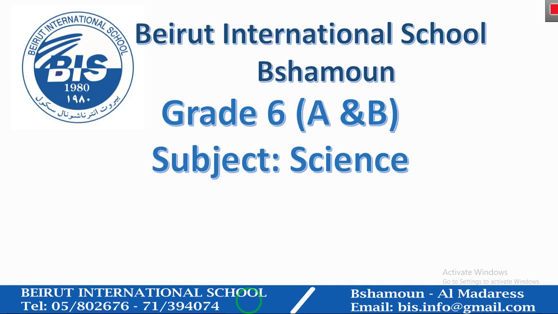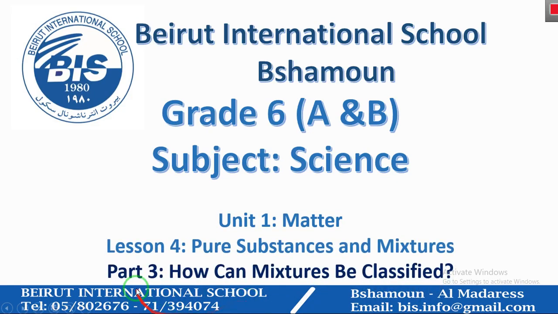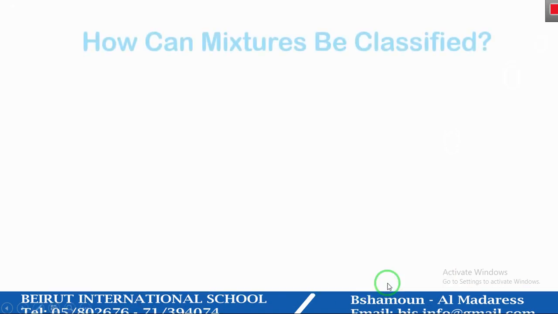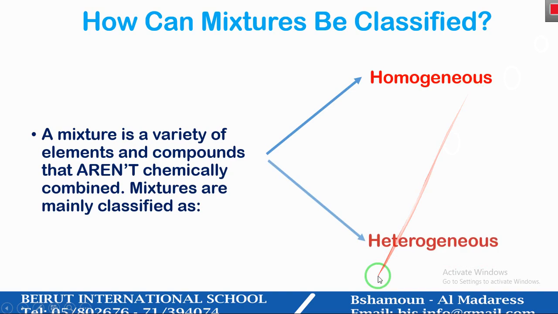So, this is week 6 of online learning, and today our topic is going to be about how mixtures can be classified. So, let's start. As we previously learned, a mixture is a variety of elements and compounds that aren't chemically combined. Mixtures are mainly classified as homogeneous mixtures or heterogeneous mixtures.